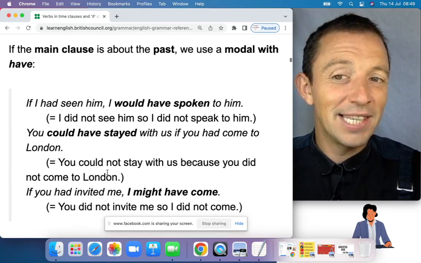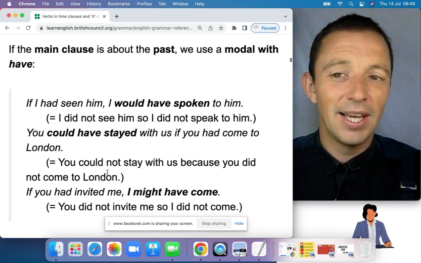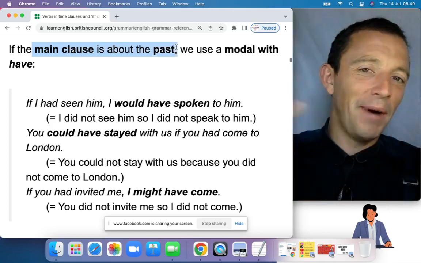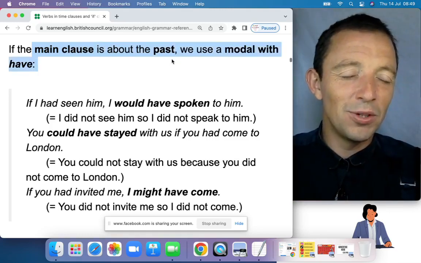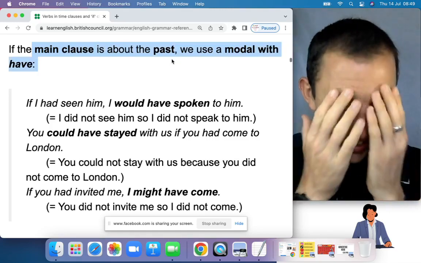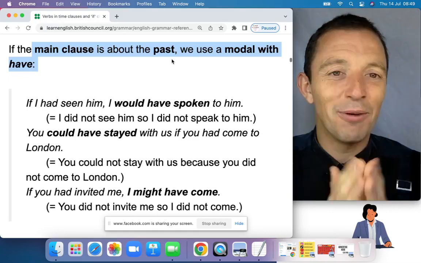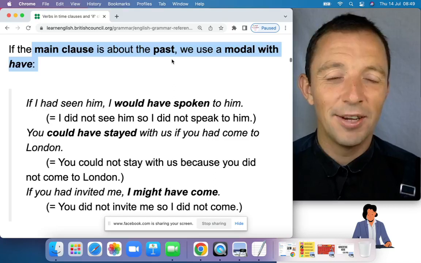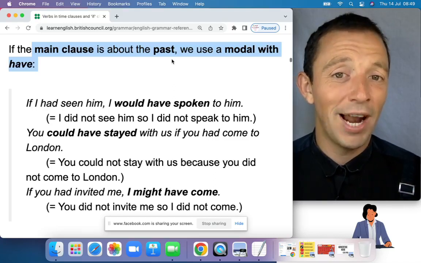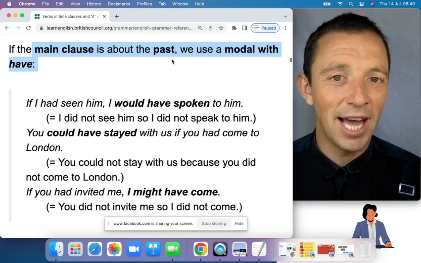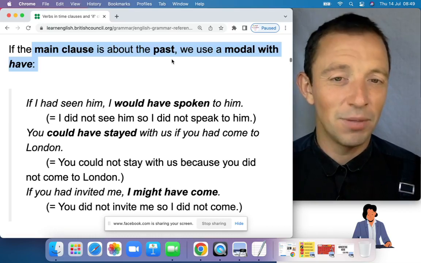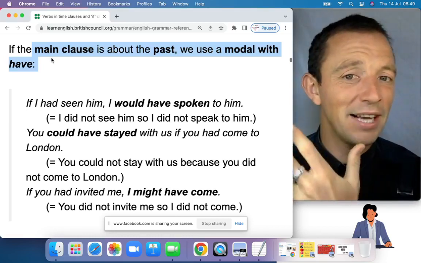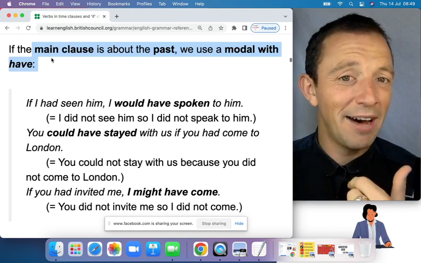Next lesson, a new lesson. If the main clause is about the past, we use a modal with have. Wow, so always the conditional is super complicated for the rules, but try to keep an open, relaxed mind about using it in reality because sometimes it's less strict. So if the main clause is about the past, we use a modal with have.